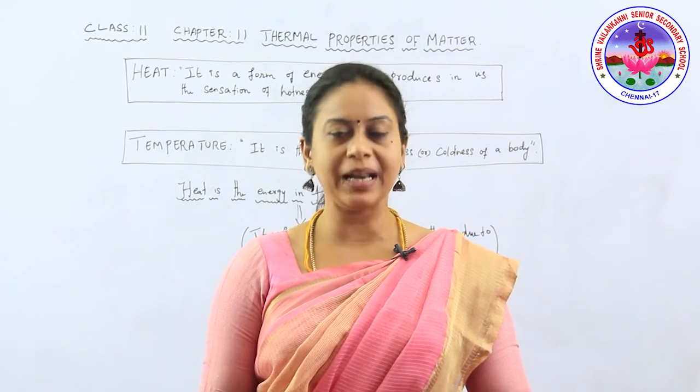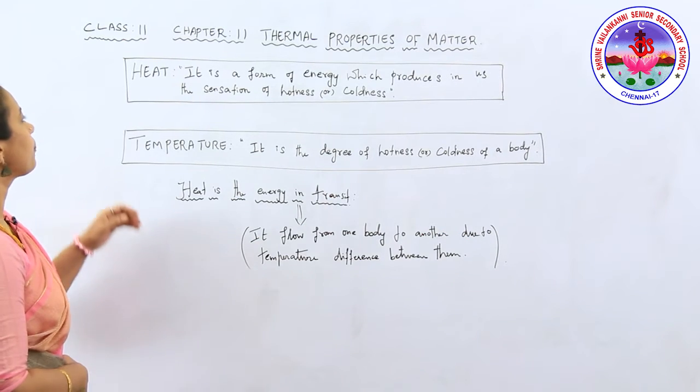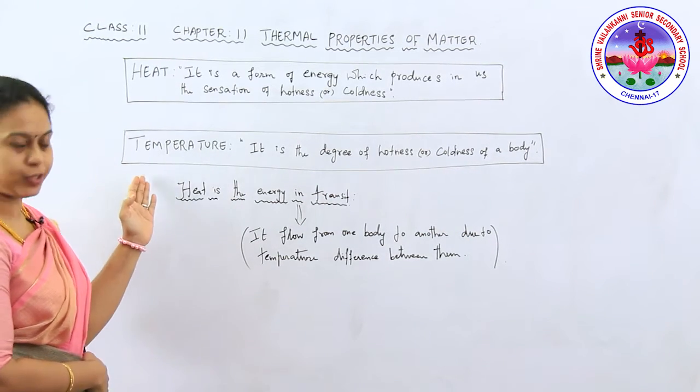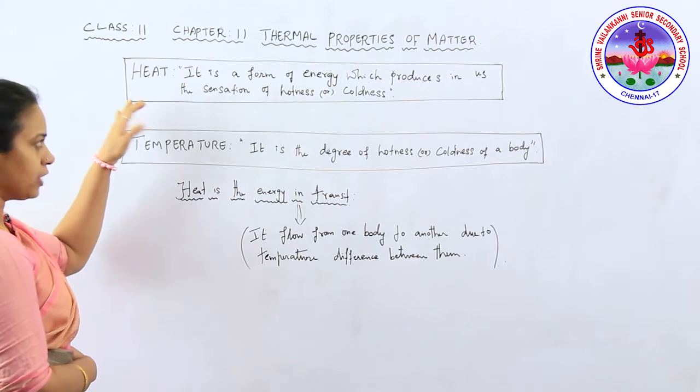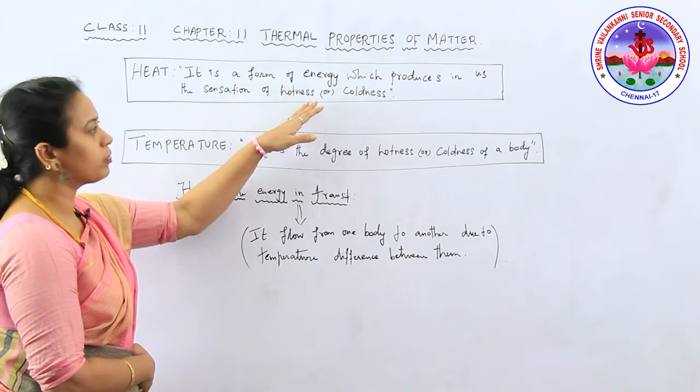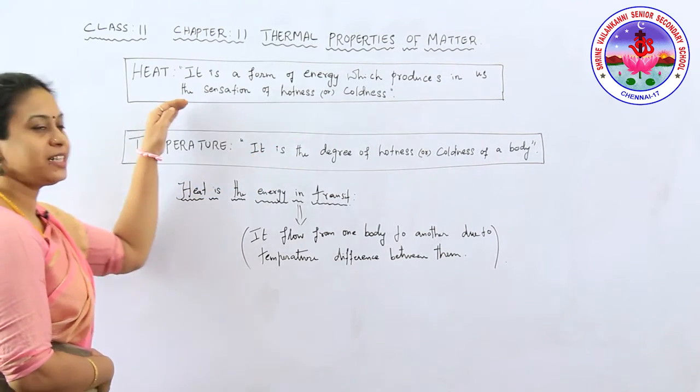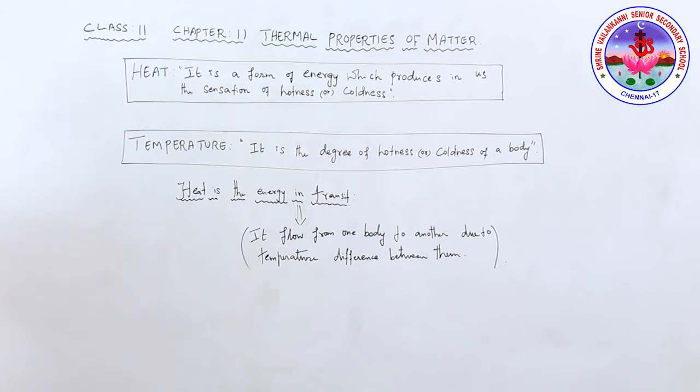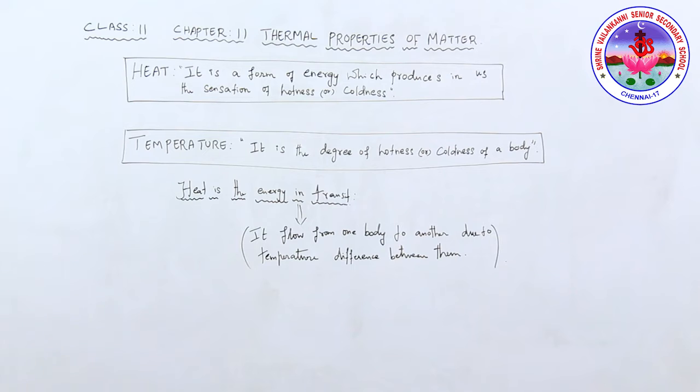Let us see elaborately, students. Yes, students. What is heat and temperature? Through the definition we can see heat. It is a form of energy which produces in us the sensation of hotness or coldness. According to the dynamic theory, heat may be regarded as the energy of molecular motion, which is equal to the sum of the total kinetic energy possessed by the molecules by virtue of their translational, vibrational and rotational motion.